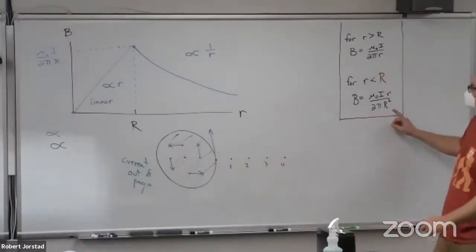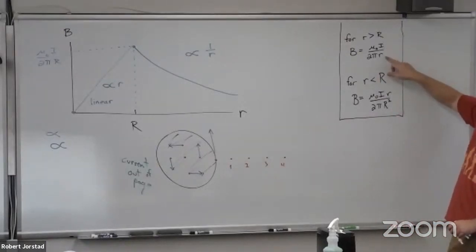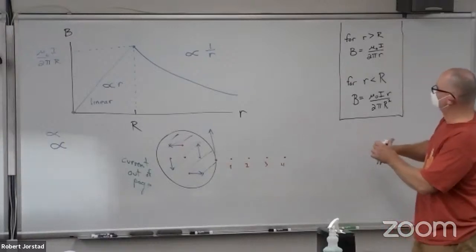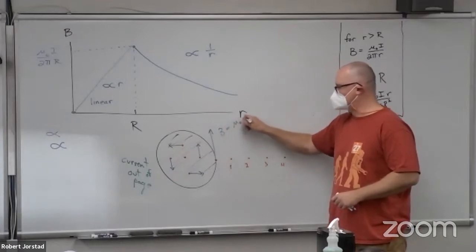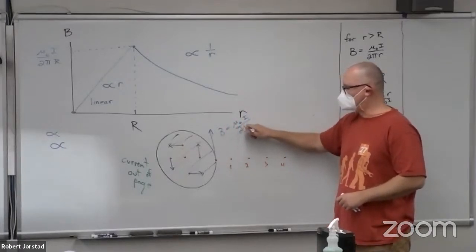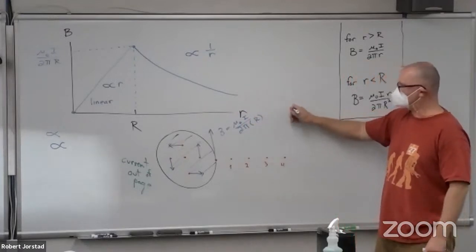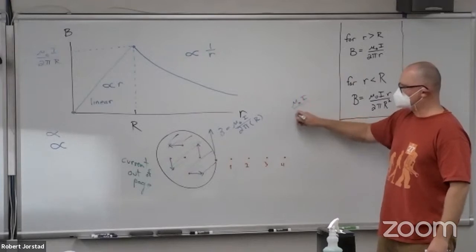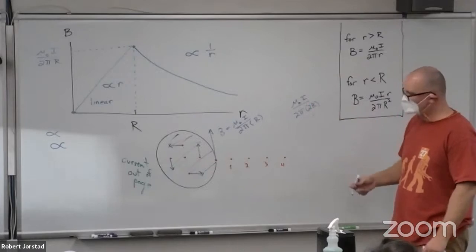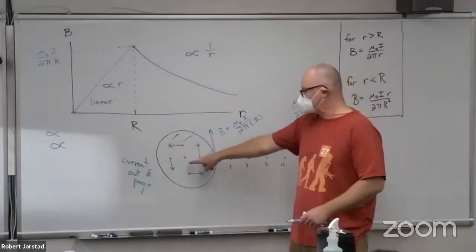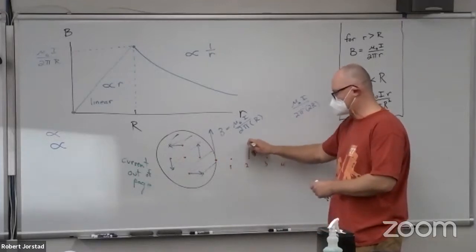Look at the equation. It's different, right? Inside, it's linear. Outside, it's 1 over r, right? So think about it. We need to plug in. Right here, this is B equals mu naught I over 2 pi, and I'm just going to put in parentheses R. If I want to cut this in half, I need mu naught I over 2 pi 2R. Do you agree? That's this one. Take a look. This is R. So this is 2R. This is the one that gets cut in half.